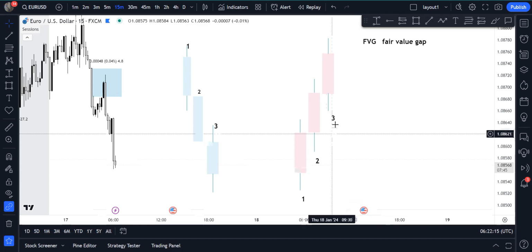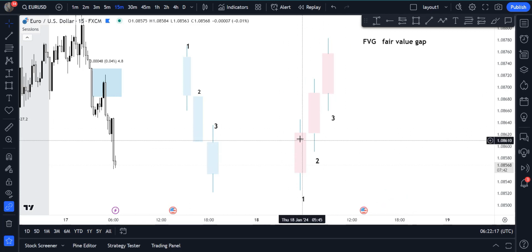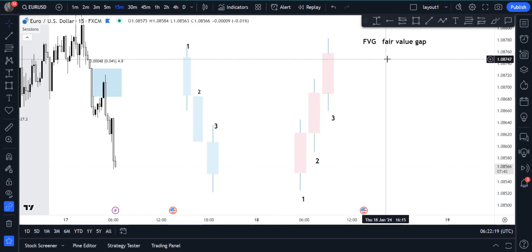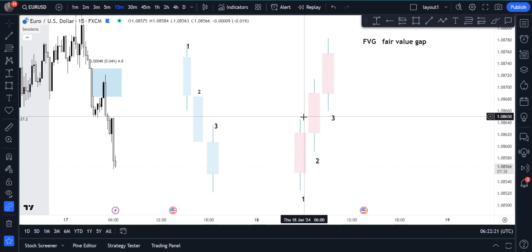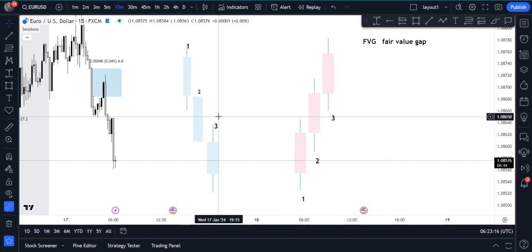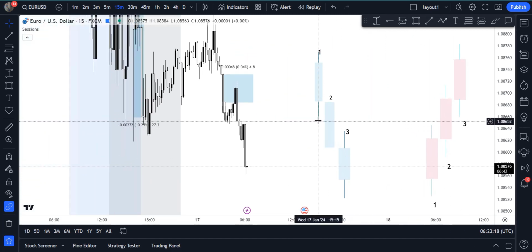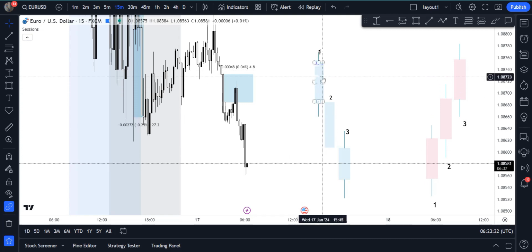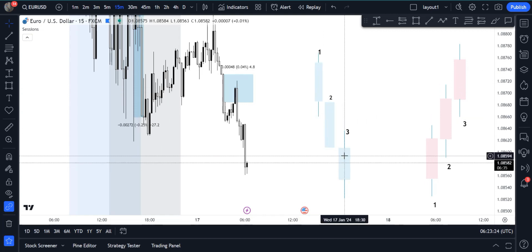Now we have to follow these candles to understand how we check for the fair value gap and what it exactly means. The fair value gap is a three candlestick pattern: the first candle, second candle, and third candle. Suppose it's a bearish market. The first candle is like this, the second candle here, and the third candle here.